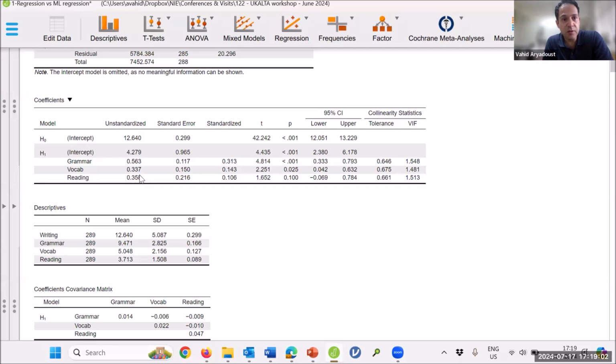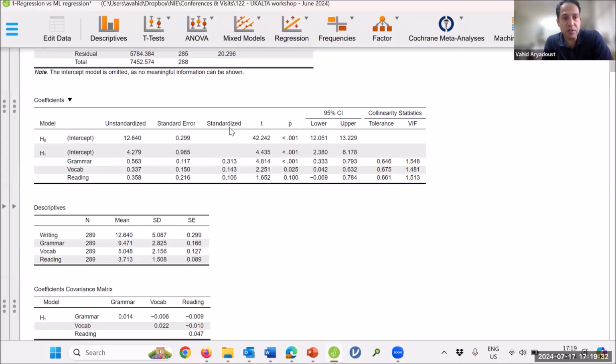However, this increase due to reading is not statistically significant, as you can see in the p-value column. Even though it increases, it's not statistically significant. That's a pity. On the other hand, the other two variables, grammar and vocabulary, do have a significant impact on the writing scores, because that's very obvious from the p-values.